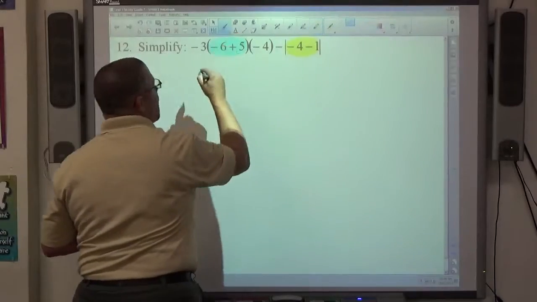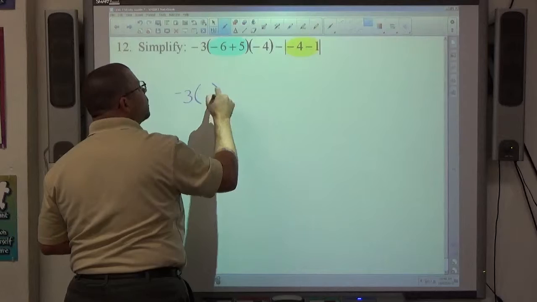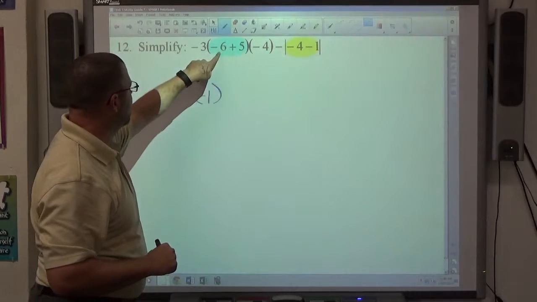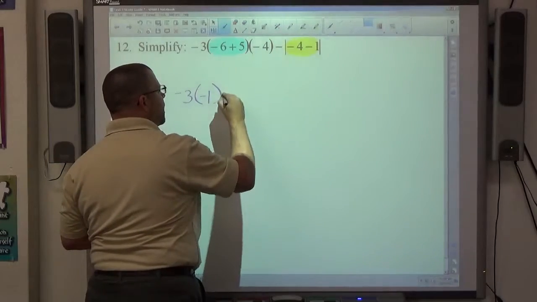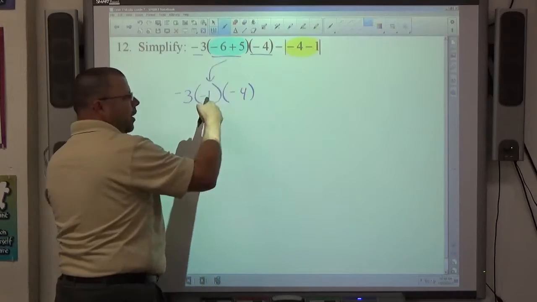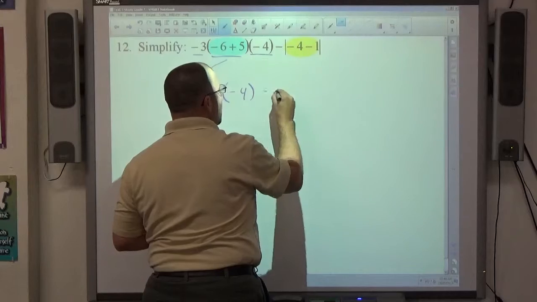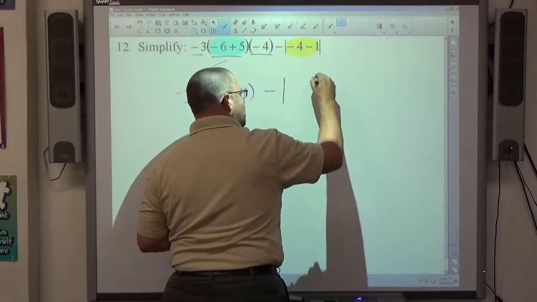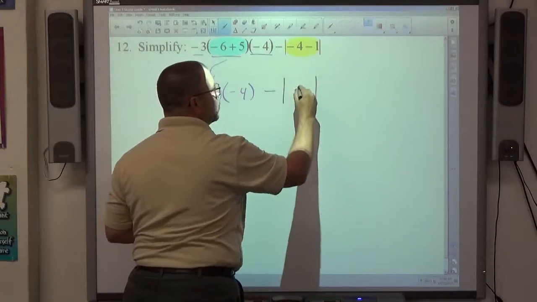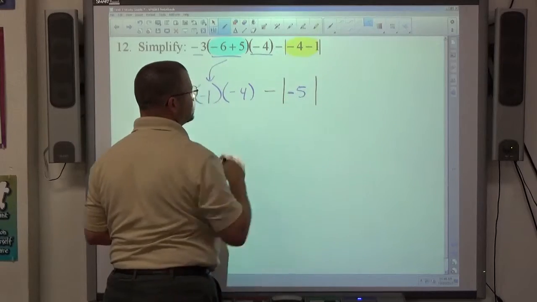So in my first step, I'm just going to write negative 3, parentheses. Negative 6 plus 5 is negative 1. Subtraction because the signs are different. Negative because 6 is bigger. Times negative 4. So all three of these objects are being multiplied. When I modify that object to what it is simplest, it's still all being multiplied. Then there's a minus sign in my problem. It's just part of the problem. There's absolute value bars in my problem, which is part of the problem. And then negative 4 plus 1, those signs are different, so I subtract, and 4 is bigger than 1, so it's negative 3 inside the bars.